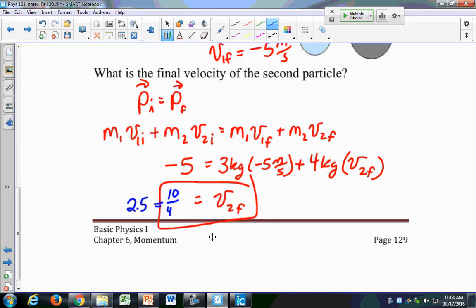In order to solve these, you have to know at least 3 pieces of information: the initial velocities of the first 2 and one of the final velocities, or some combination of those. There can only be one unknown for your work. Does that answer your question? Yeah. All right. Let's try a different problem.